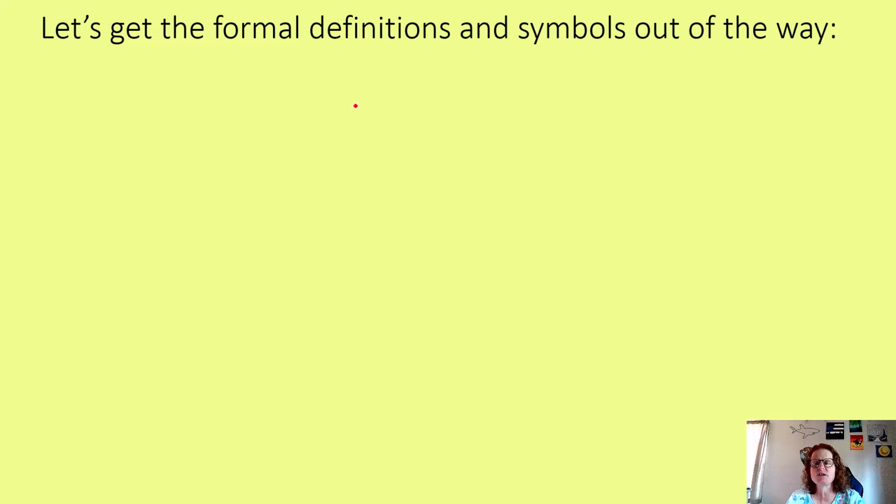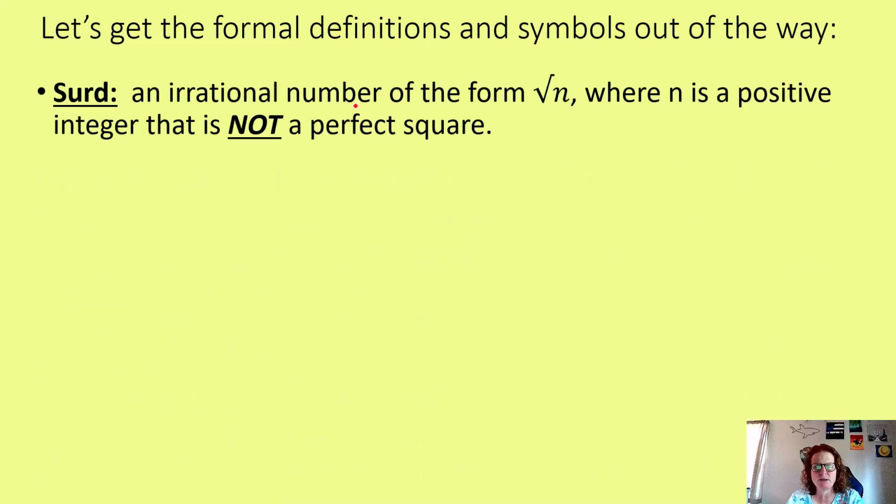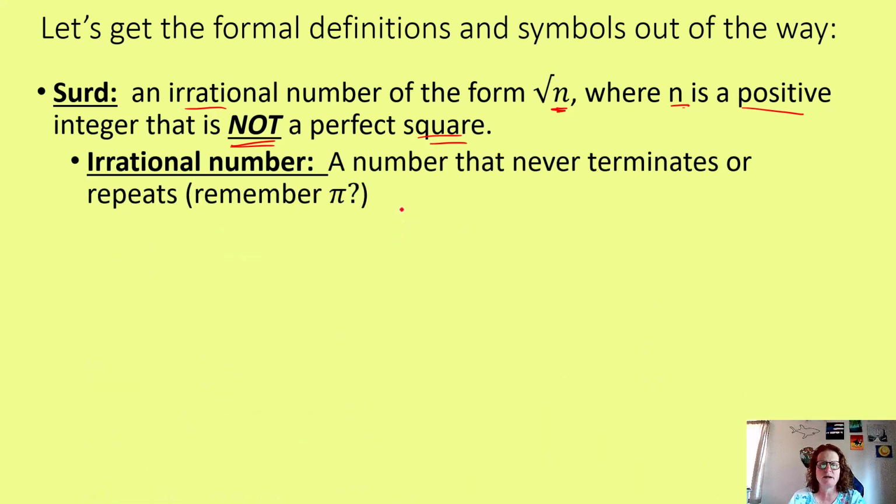Let's get the formal definition and symbols out of the way. A surd, the formal definition, is an irrational number of the form square root of n, where n is a positive integer that is not a perfect square. So there's a couple of things that you need to understand here. n has to be positive, and it's not a perfect square. And it's also irrational. Now, an irrational number is a number that never terminates or repeats. Just to remind you, remember pi, 3.14159, etc.